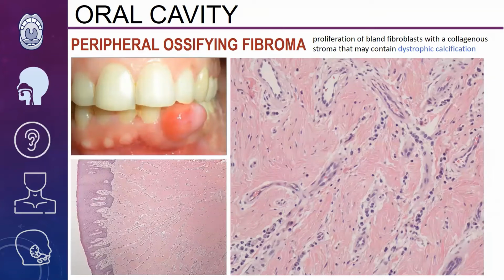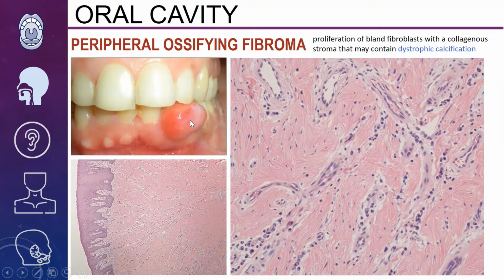Peripheral ossifying fibroma is a common gingival growth that is most likely reactive in nature rather than neoplastic. As mentioned earlier, some arise from long-standing pyogenic granuloma, and others develop de novo from cells of the periodontal ligament. The peak incidence is in young females. Peripheral ossifying fibromas appear as red, ulcerated nodular lesions of the gingiva.